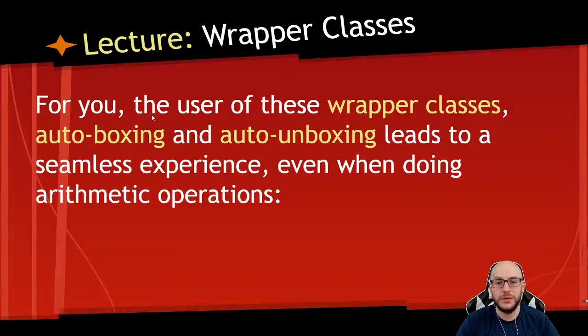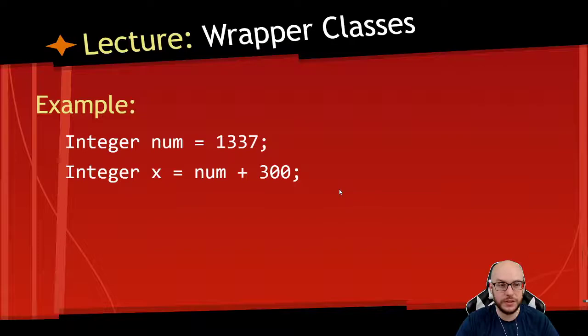For you, the user of these wrapper classes, auto-boxing and auto-unboxing leads to a seamless experience, even when doing arithmetic operations, right? Take a look at this example. I have an int that I'm trying to save into an object variable. That shouldn't work. Down here, I'm doing some math. I'm taking that object and trying to add it to 300. That shouldn't work.